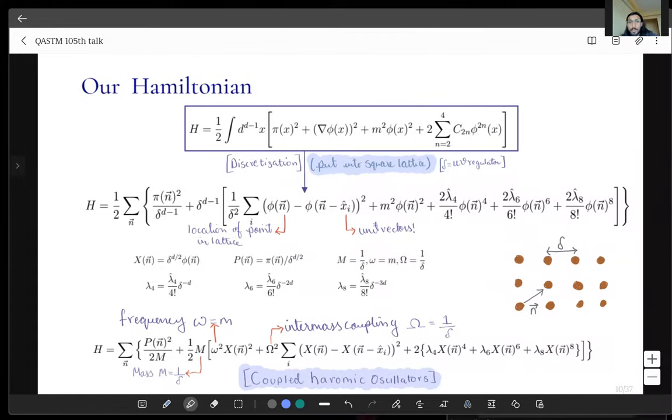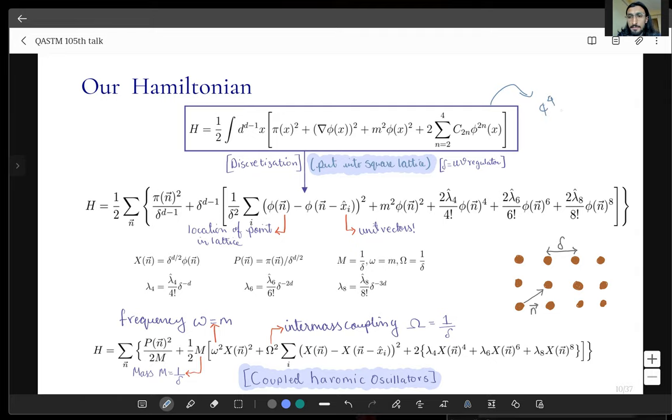Okay, let's start with our Hamiltonian. The Hamiltonian for our effective field theory is this. This is the free scalar part with a mass m, and here are the couplings, phi.